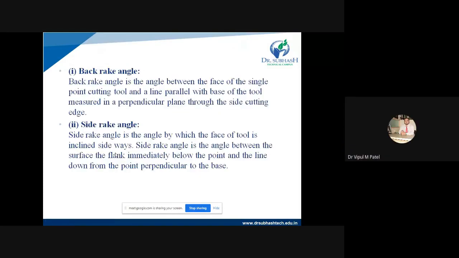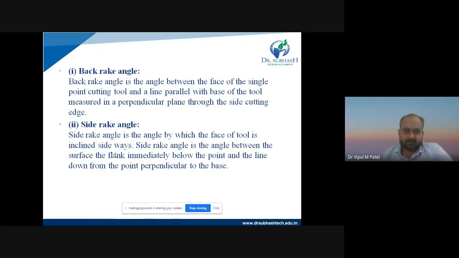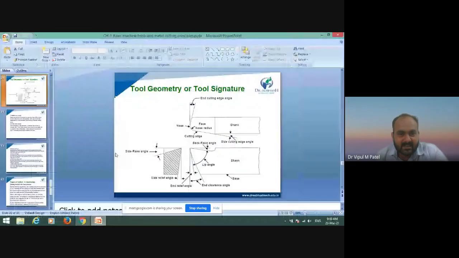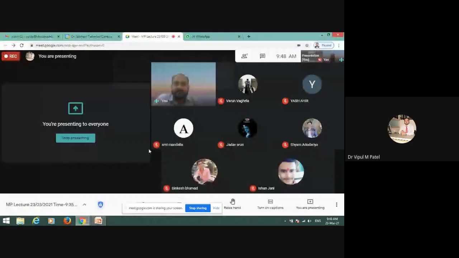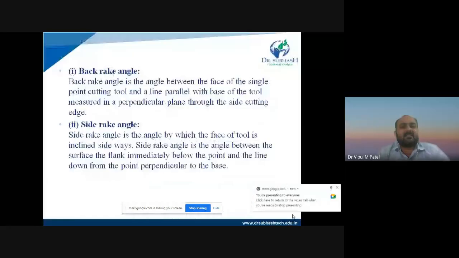And how can we define it? Side rake angle is defined as the angle by which the face of the tool is inclined sideways. So it is called side rake angle. Understand? Side rake angle is also the angle between the surface of the flank immediately below the point and the line down from the point perpendicular to the base.